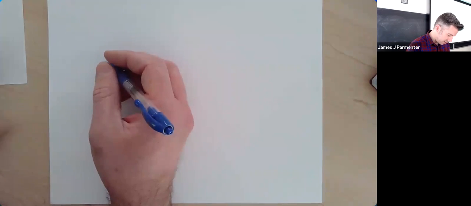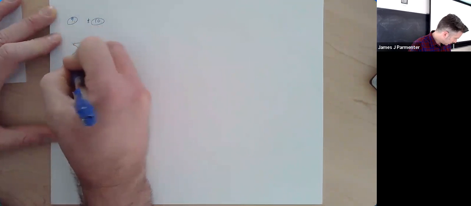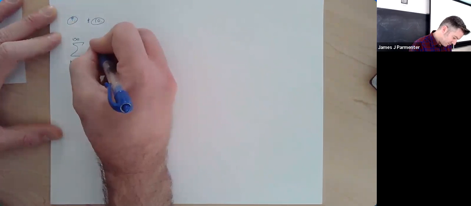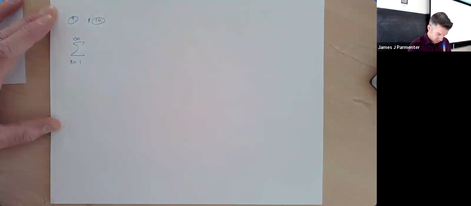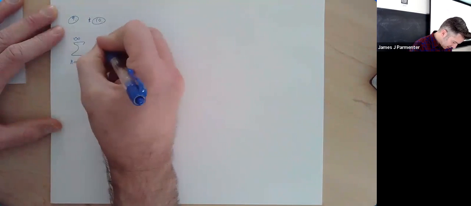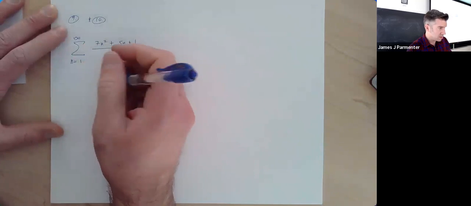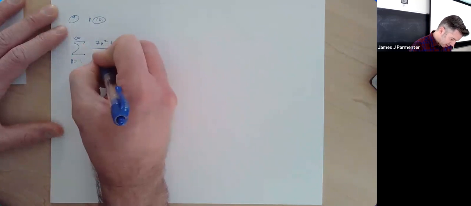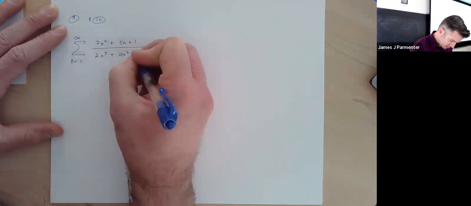If I'm looking at something like, so this is like 9 and 10, if I have something like the sum from n equals, I don't really care where I'm starting, 1 to infinity of, let me be a little extra thoughtful here just for a second. 7n squared plus 5n plus 1 over, let's say, 2n to the 5th plus 4n squared plus 2.